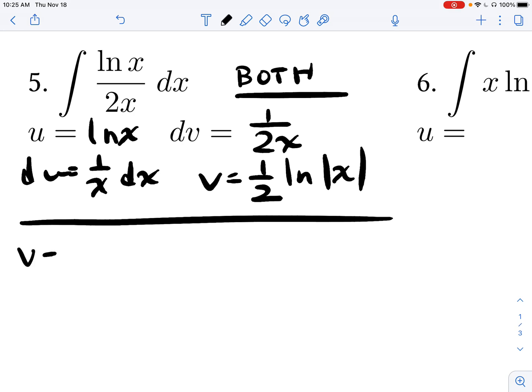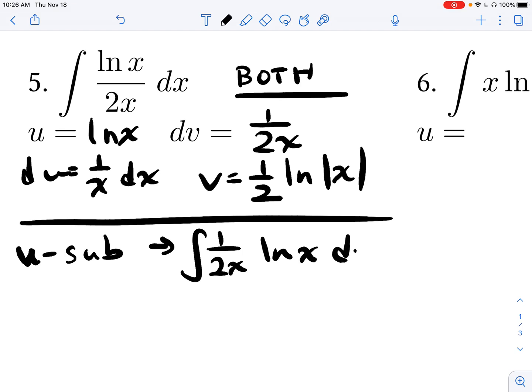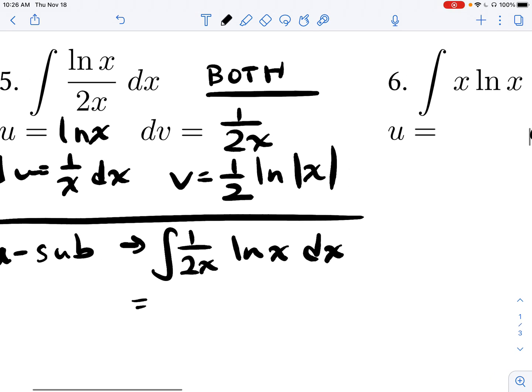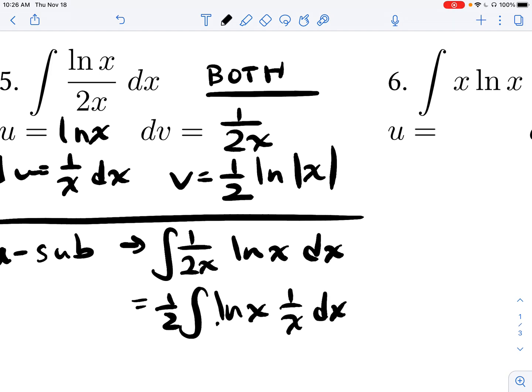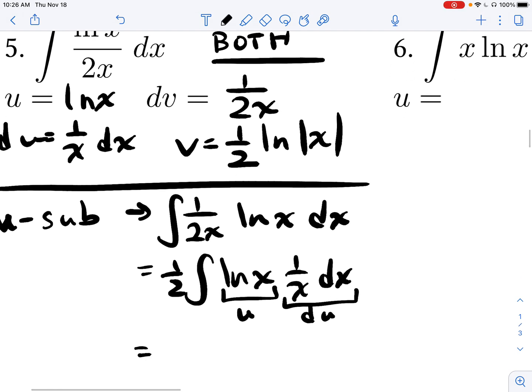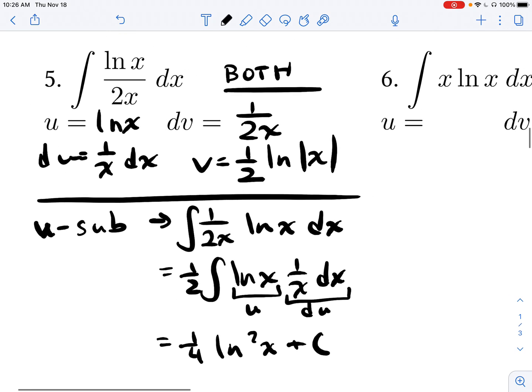And if you wanted to use the u sub method, the way I set this up is to set this as 1 over 2x natural log of x dx, and then rewrite this as 1/2 the integral of natural log of x times 1 over x dx. Hopefully we see that this is our u, and this is our derivative of u, so our integral should just be 1 over 4 natural log squared x plus c. Okay, so either one would actually work for number 5.